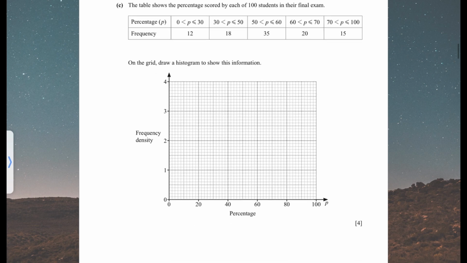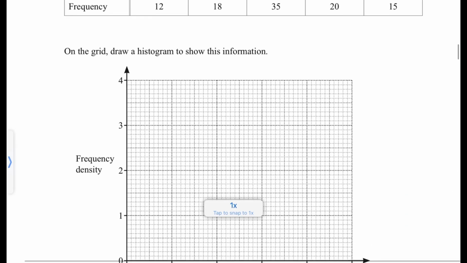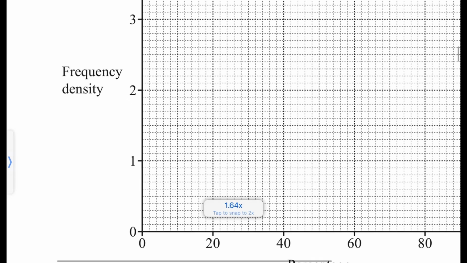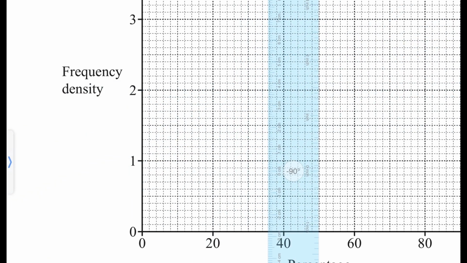The table shows the percentages scored by each of the 100 students in the final exam. Draw the histogram. For the histogram, we need to calculate the frequency density, which is the frequency over the class width. So 12 divided by 30, which is 0.4. So from 0 to 30, it's 0.4.